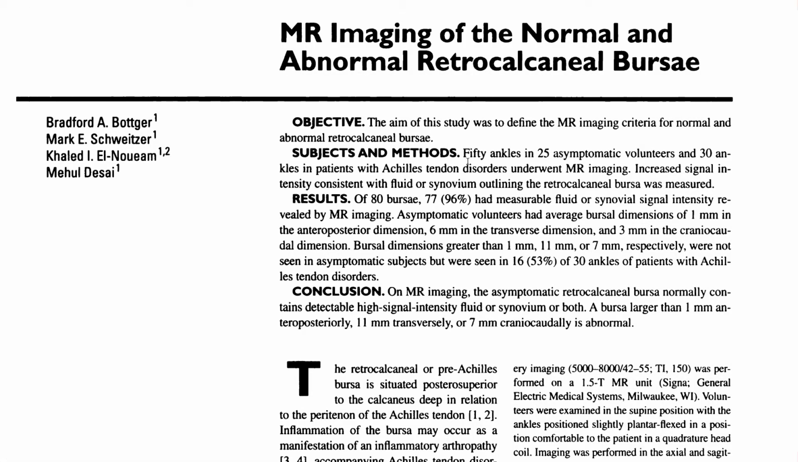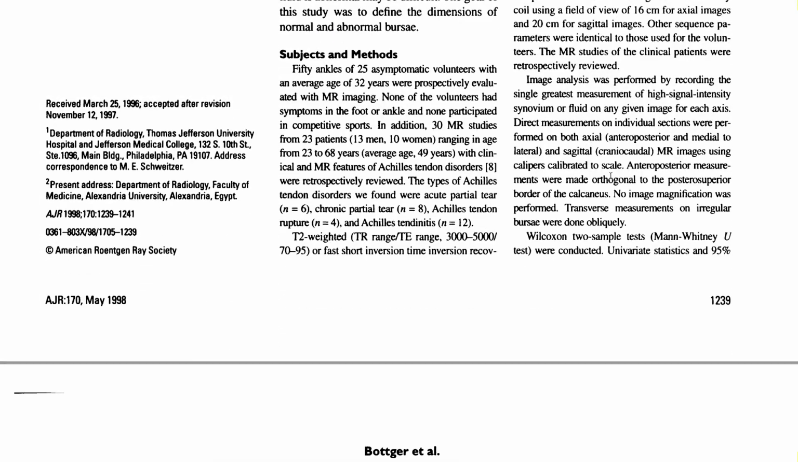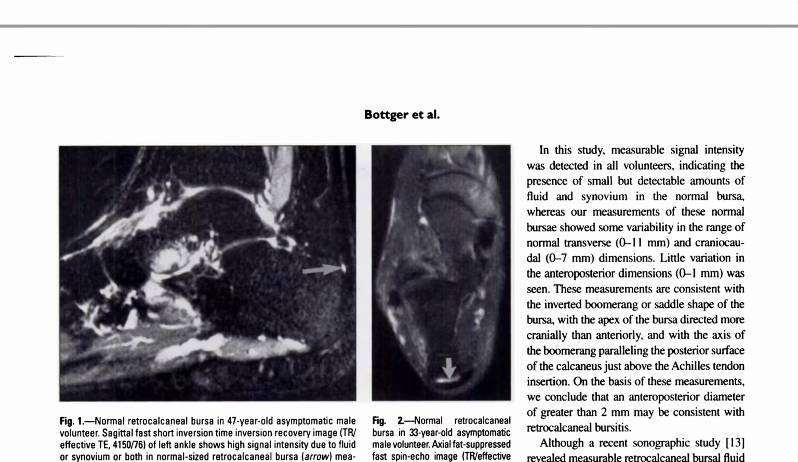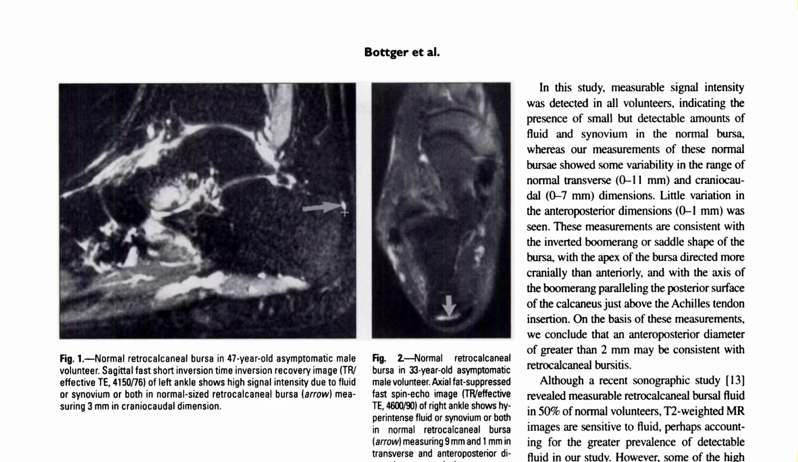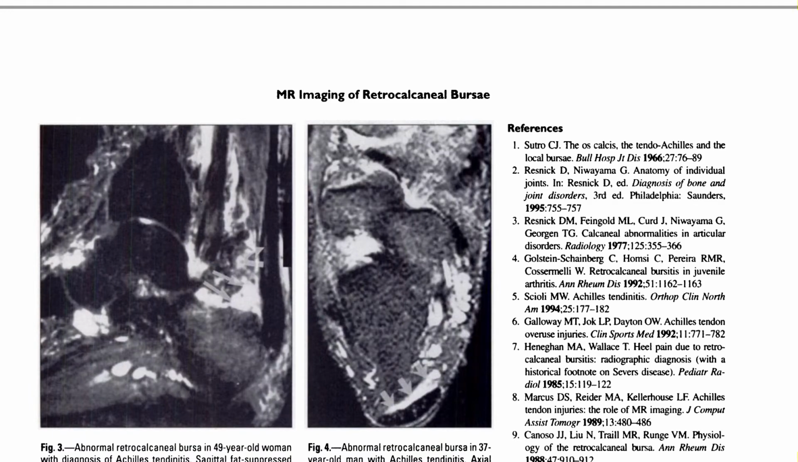And what they did, they had 50 ankles of 25 asymptomatic volunteers and 30 ankles of patients with actual Achilles tendon disorders, and they just measured the size of the bursa. Now we can go and see how they measured it. I think they did it in 3 different dimensions: anteroposterior measurements and craniocaudally and the transverse measurement. And then they show here this amount is normal, and the second image, this amount is way too much. Now that's so far so good.